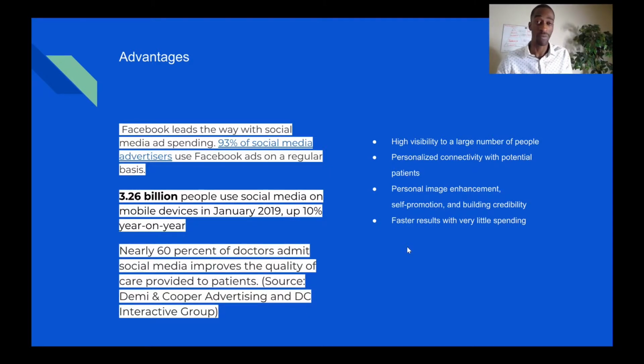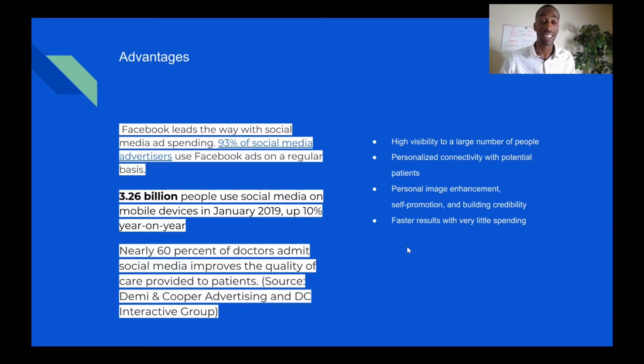You may notice 3.26 billion people use social media on mobile devices as of January of this year, up by 10%. And that's happening year over year. It's not slowing down. So when someone in marketing talks about mobile optimization, making it nice and neat for mobile, that's the reason why: companies like Google and Facebook are focused on mobile devices.